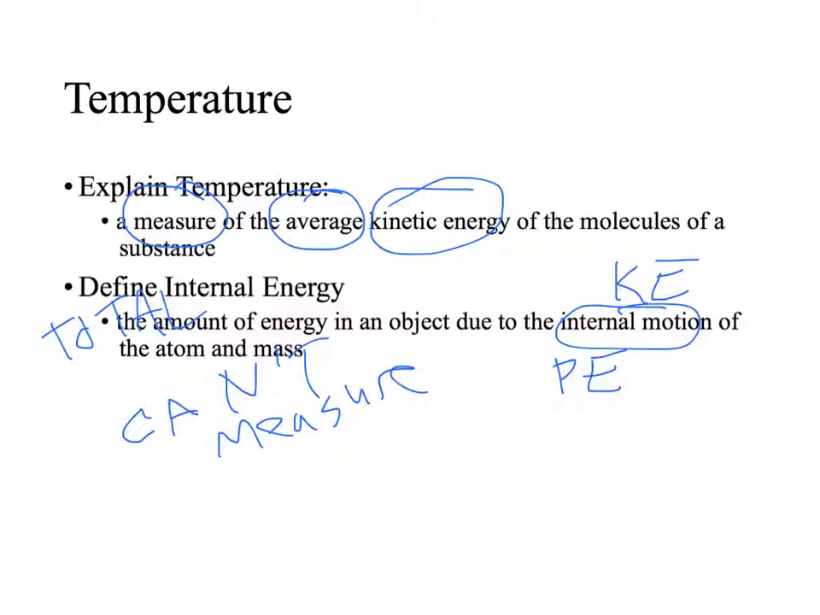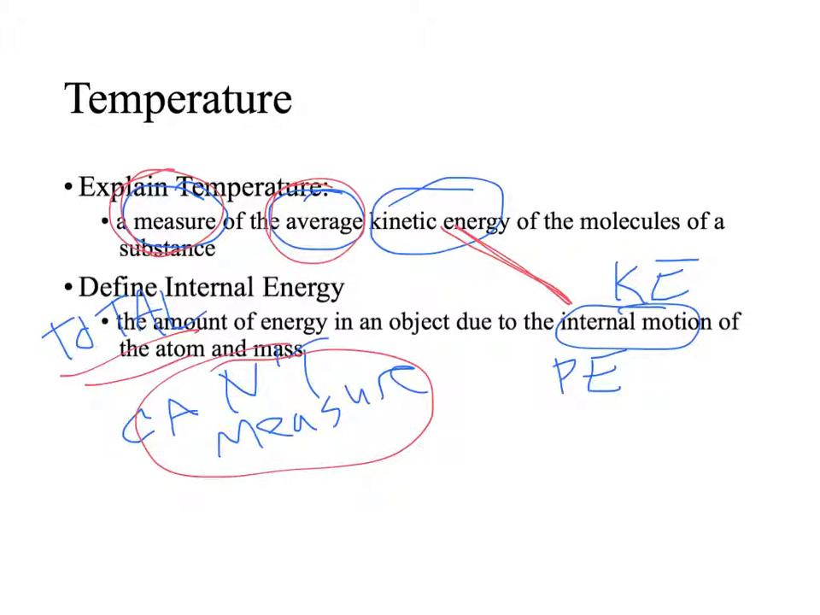These two definitions are very similar. Both involve kinetic energy, so they're very often confused. But temperature is a measure of the average kinetic energy. Internal energy is a total energy in the substance, and we cannot measure it directly like we can temperature. They're very similar definitions, so you have to be very careful when you're looking at them.